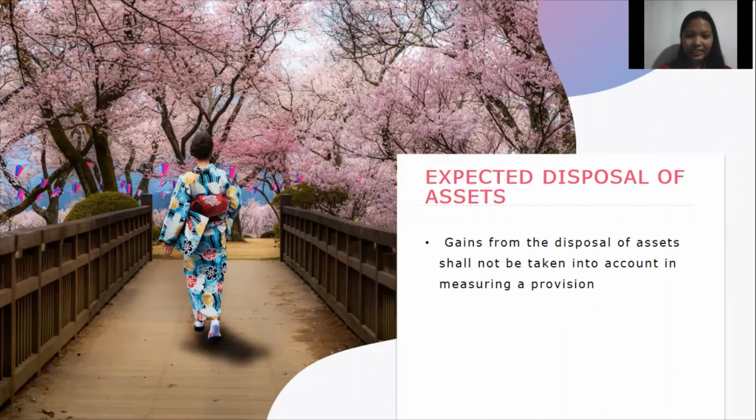Next is expected disposal of assets. Gain from the disposal of assets shall not be taken into account in measuring a provision, even if that asset gave rise to that provision. Instead, gains are separately recognized when that disposal occurs.